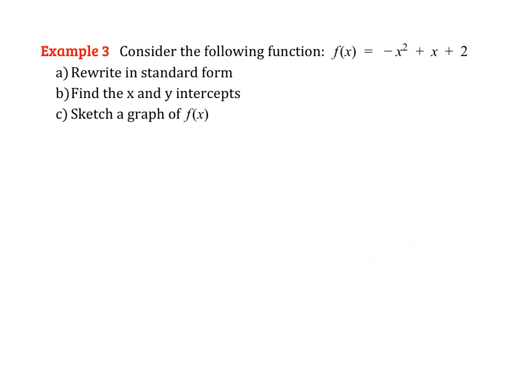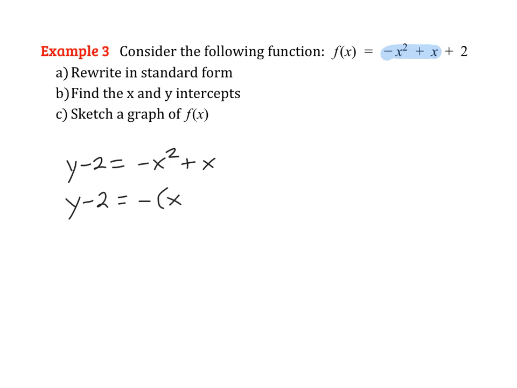Okay, let's try another example together. So here we see the quadratic equation negative x squared plus x plus 2, and we're going to start again by rewriting this in standard form. So again, let's isolate my x squared and x terms. So I'm going to subtract 2 from each side. So we have y minus 2 equals negative x squared plus x. So before I complete the square, I do need to factor out the negative.